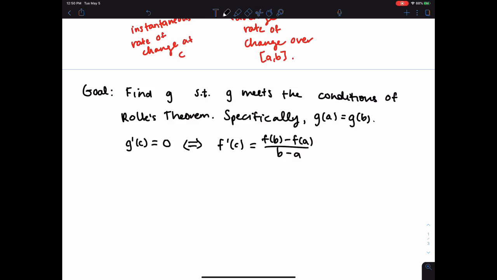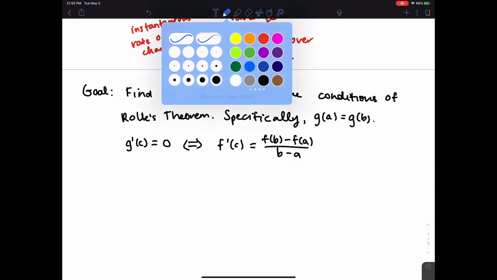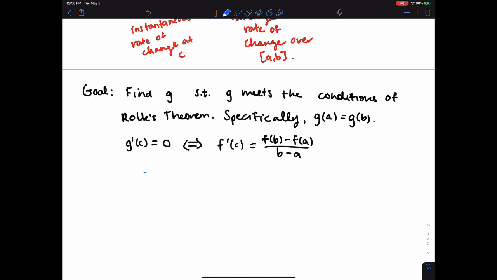So what this is saying is that we would really like g prime of c to evaluate to give us f prime of c minus that quantity, f of b minus f of a over b minus a. Because then if that's true, when that's equal to 0, we can rearrange and we have exactly the result we're looking for. So our goal is to figure out what g should be.